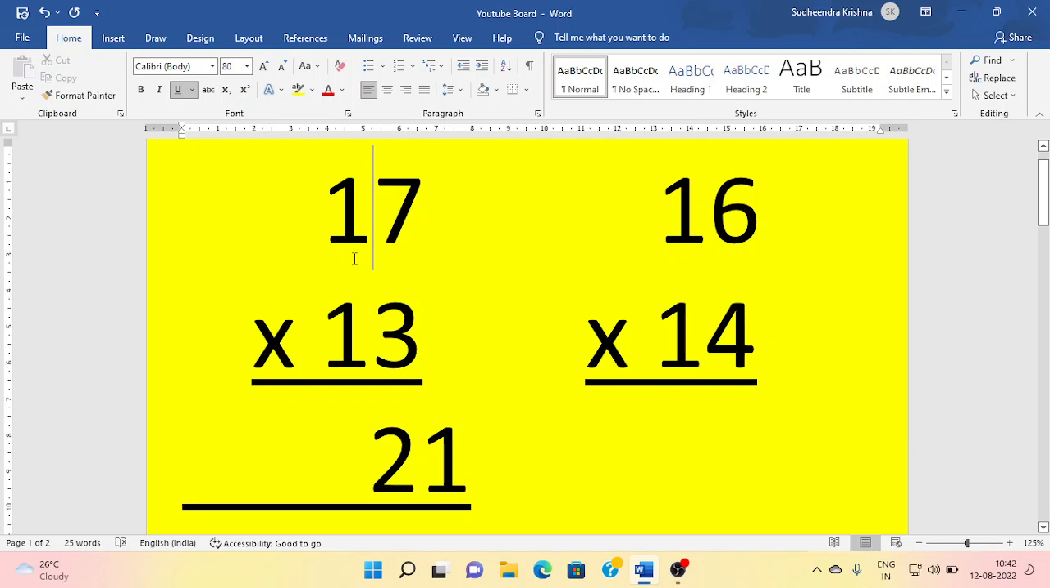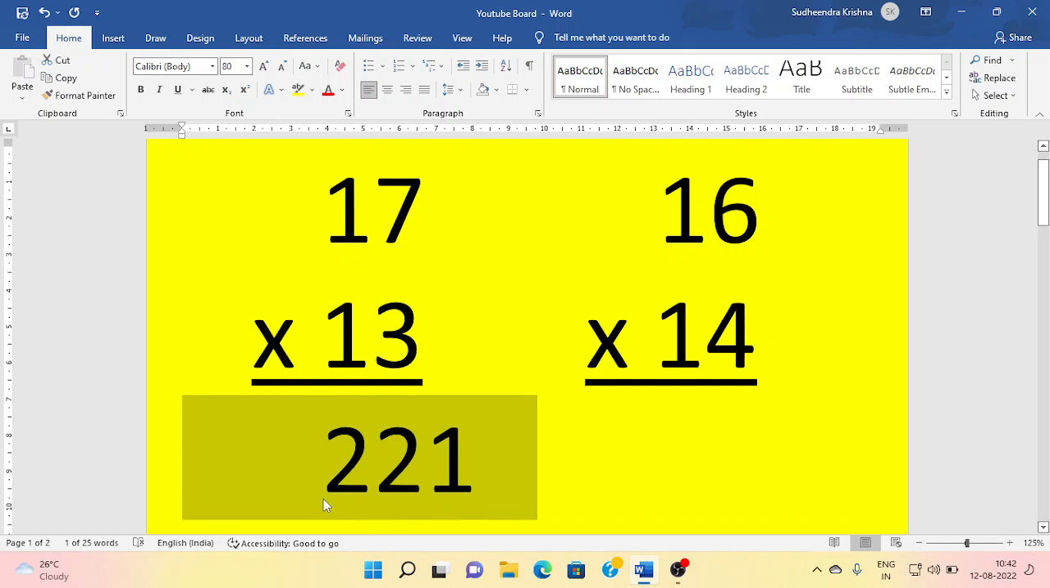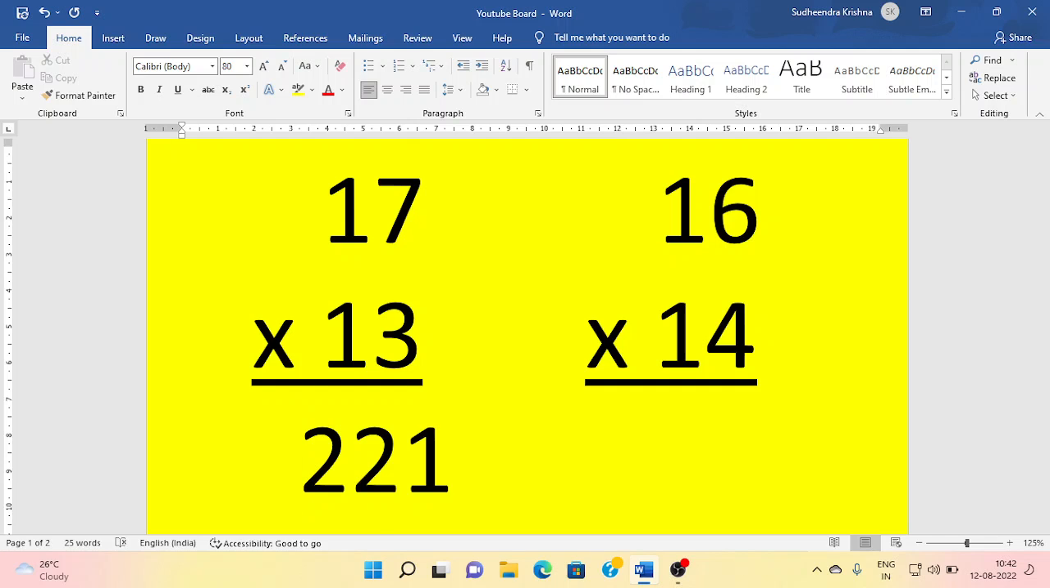Now on the left side, that is in the tens place of both the numbers, you have 1. Now 1 plus 1 is 2. Multiply 1 with 2. 1 into 2 is 2. This is the required answer. So 17 into 13 is equal to 221. So this is as simple as this.